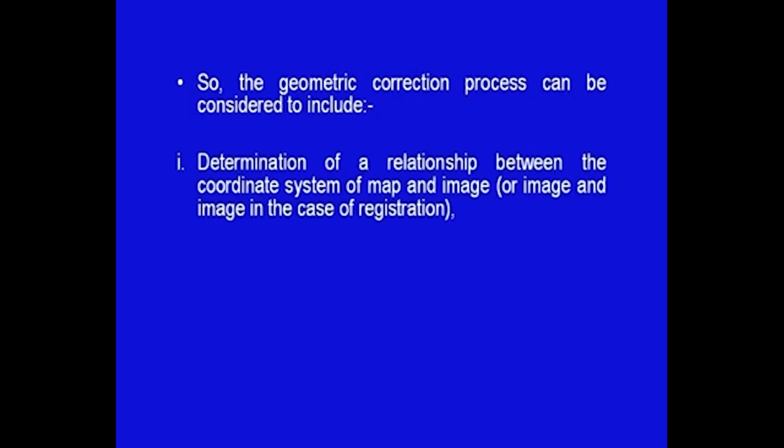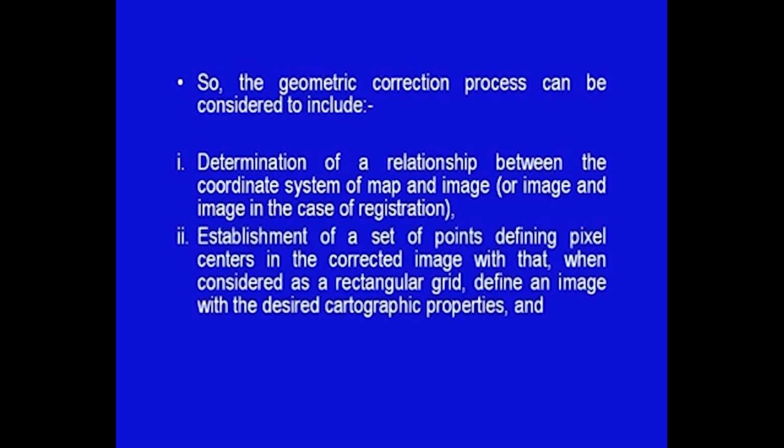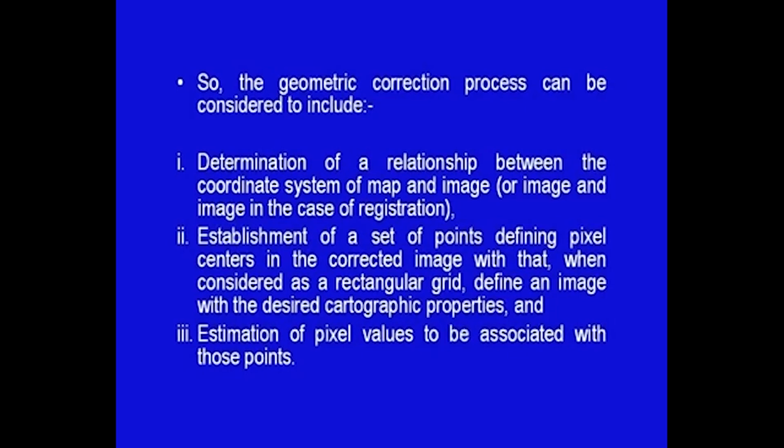So, the geometric correction process can be considered to include: 1. Determination of a relationship between the coordinate system of a map and image, or image and image in case of registration. 2. Establishment of a set of points defining pixel centers in the corrected image, which when considered as a rectangular grid, define an image with the desired cartographic properties. 3. And finally, estimation of pixel values to be associated with those points.